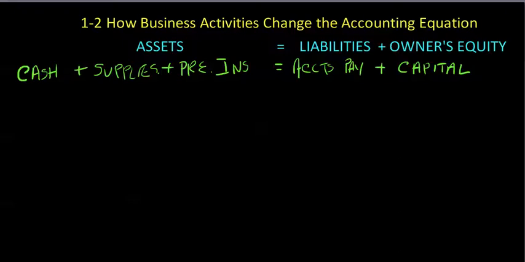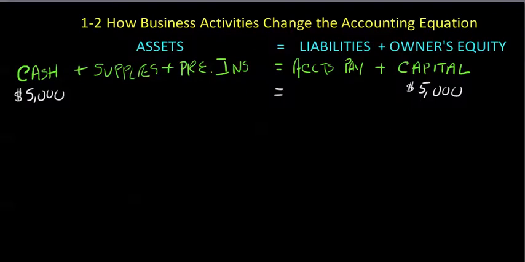So the first transaction was receive cash from owner as an investment. And let's assume the owner put in $5,000. So we have an increase of $5,000 in cash, and we have an increase of $5,000 in capital. So our balance now is $5,000 in assets, $5,000 in owner's equity. So we're still in balance. Assets equals liabilities plus owner's equity.